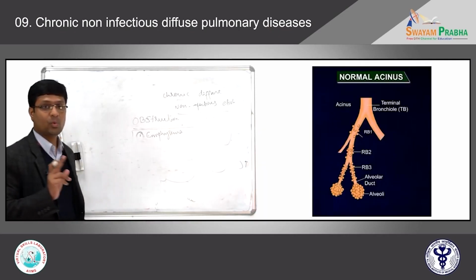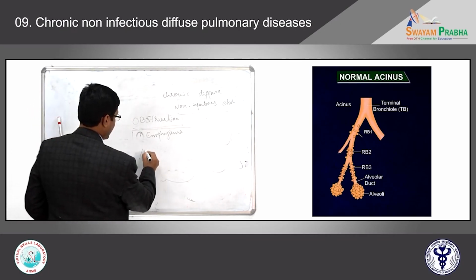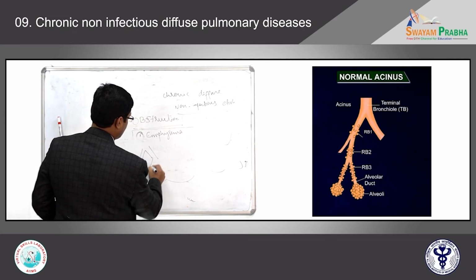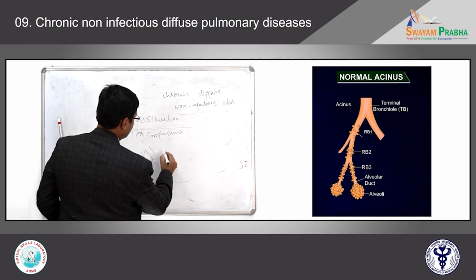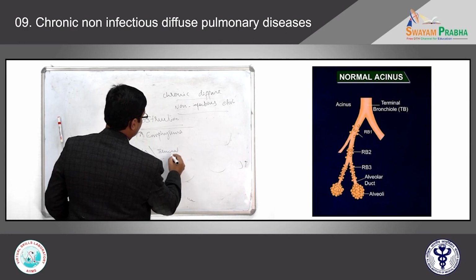Let's see. I will just write one respiratory unit for your better understanding. We have, till here, this is the terminal bronchiole.